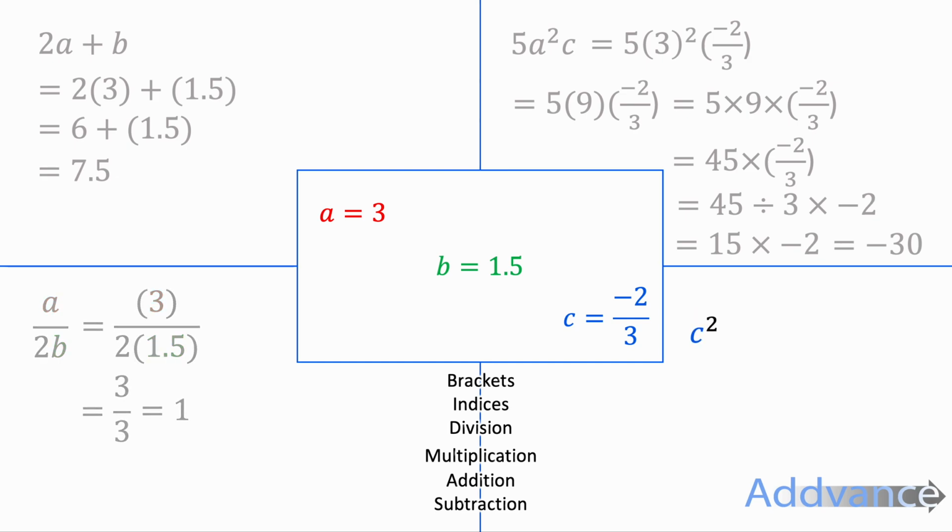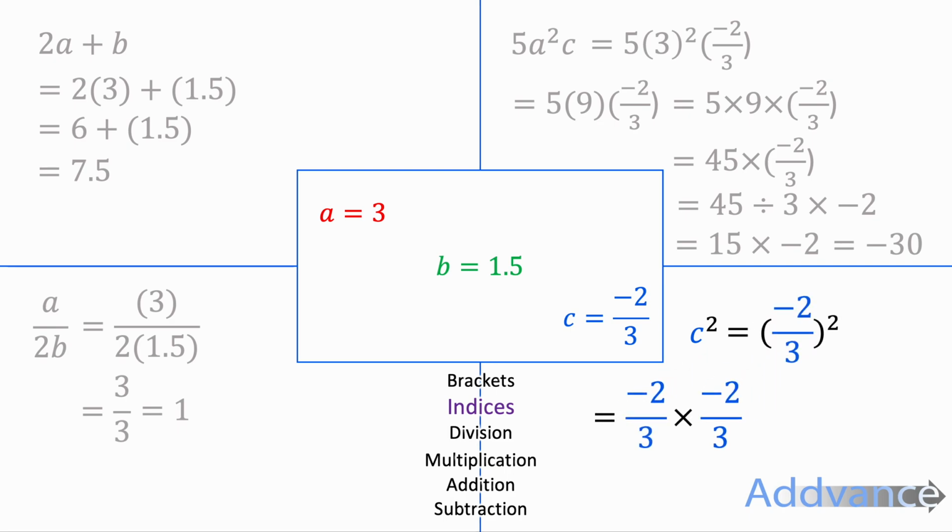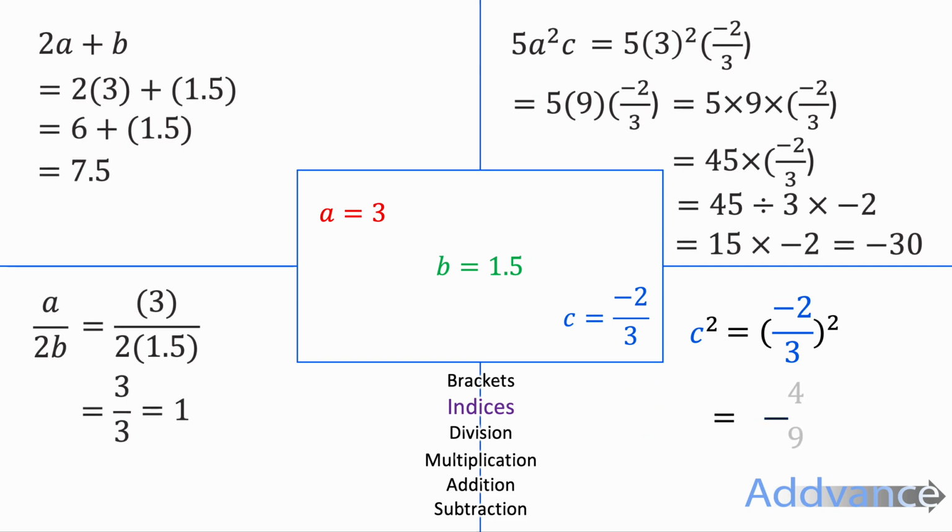And finally, we have c squared, which means minus 2/3 times by itself. So minus 2/3 times minus 2/3, like this. And this is multiplying a fraction. So we multiply the top and we multiply the bottom. Minus 2 times minus 2 is positive 4, and 3 times 3 is 9. We have evaluated all 4 of these expressions using our a, b, and c given to us.